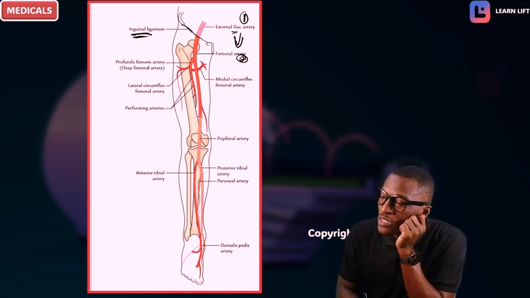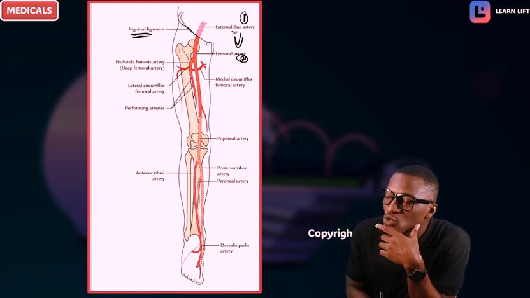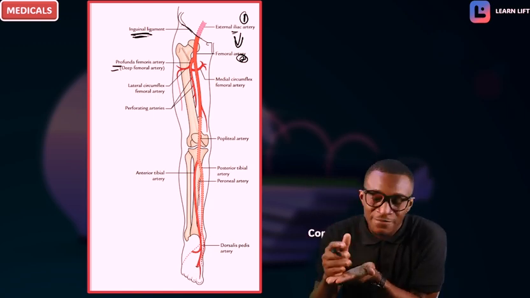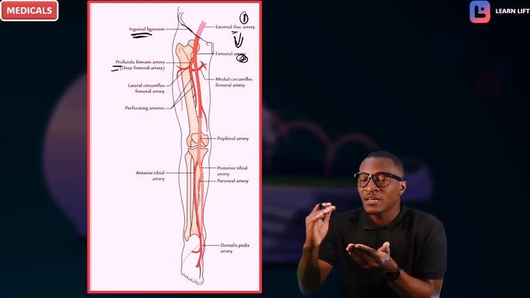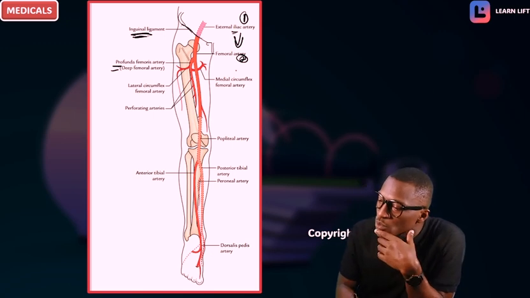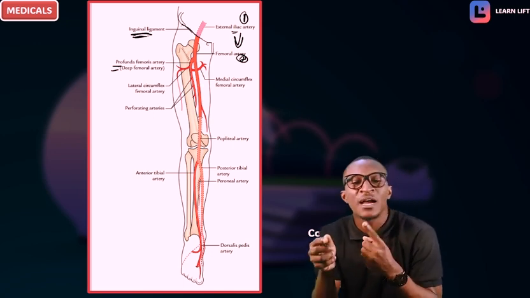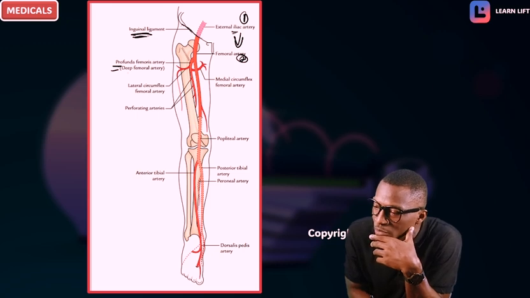Now, as it runs down within the thigh, it's going to give a deep branch. That branch is what we call the profunda femoris artery. Look at it, everybody. After the external iliac artery passes through the inguinal ligament, it becomes the femoral artery. Now it starts to run down. Within the thigh, it is going to give a deep branch. The word deep in Latin is profunda, so it is called the deep femoral artery.